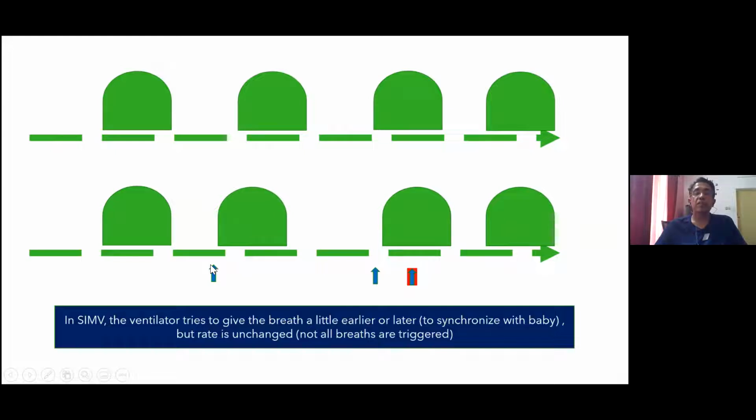So the patient's breath has come even before the next breath was planned, like in the graph above, where it is at a periodic time. Then it asks the ventilator to give breath a little earlier. If the signal took time to come, then it gives the breath a little later. This is all SIMV is about. But the shape of the breath is the same, the height is the same.